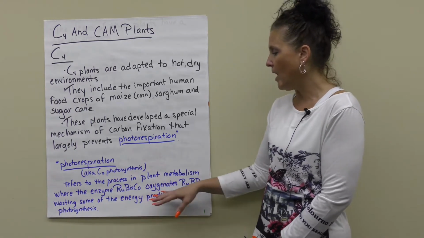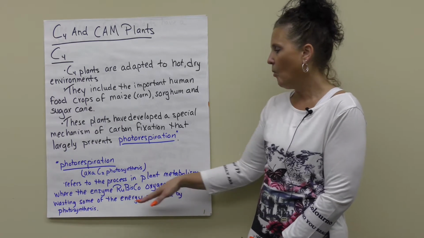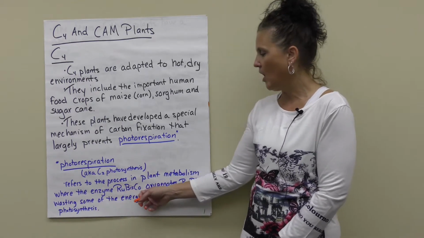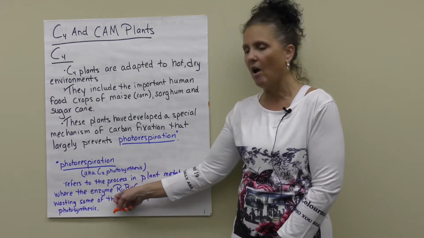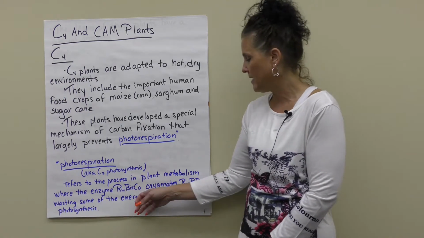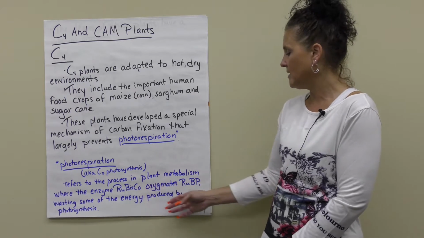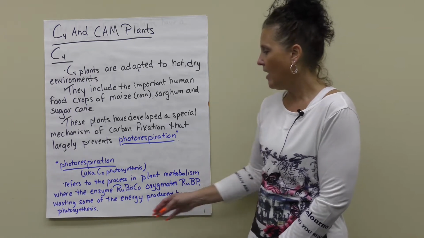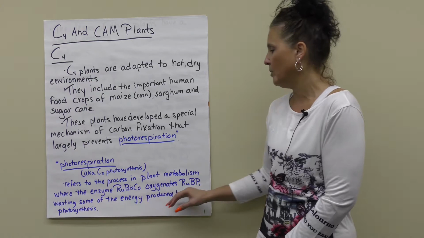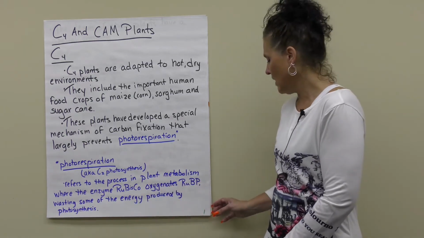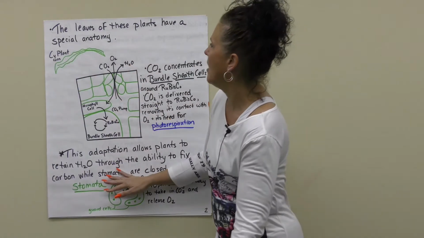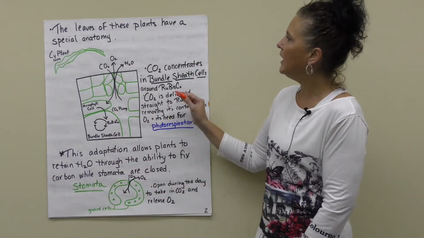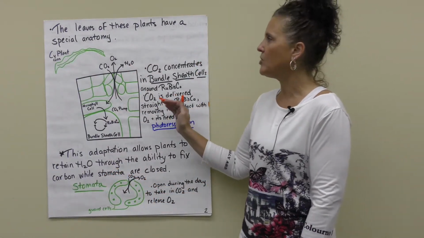That refers to the process in plant metabolism where an enzyme called rubisco, and this is just shortened from some different enzyme names, but we're just going to call it this because they're too hard to memorize, oxygenates the RuBP, and we're wasting some of the energy produced by photosynthesis. So let's look at how these C4 plants respirate. So the leaves on these plants have what's called a special anatomy.